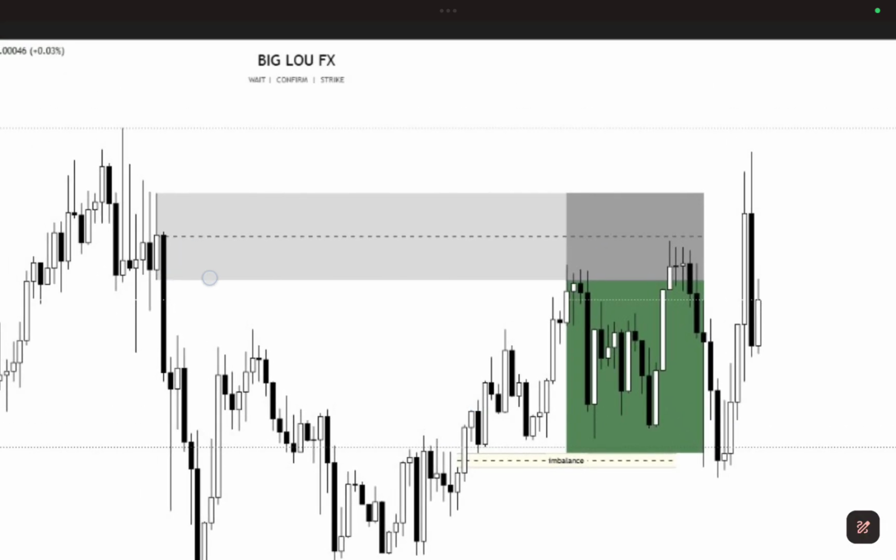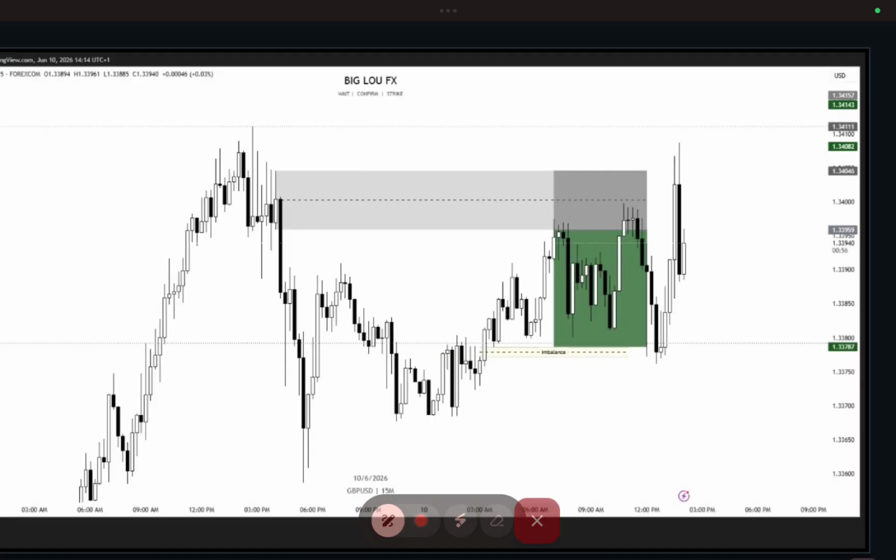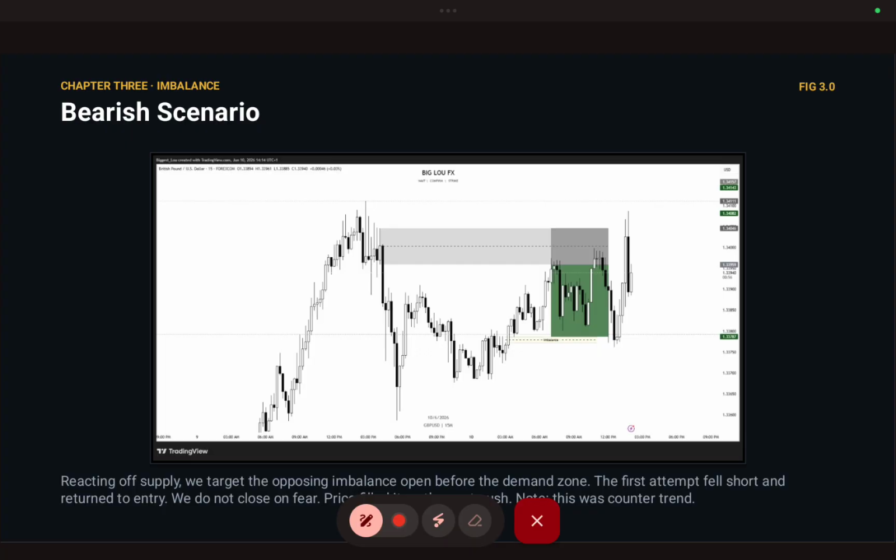Price mitigated this supply level here, tapped into it. This is our imbalance here. The gap between this candle and this candle, you could see there's no imbalance here. This is an efficient price action. So this is the leg. This is how price came to us. Price came to us like this, with this leg. Okay, and mitigated here. It mitigated.